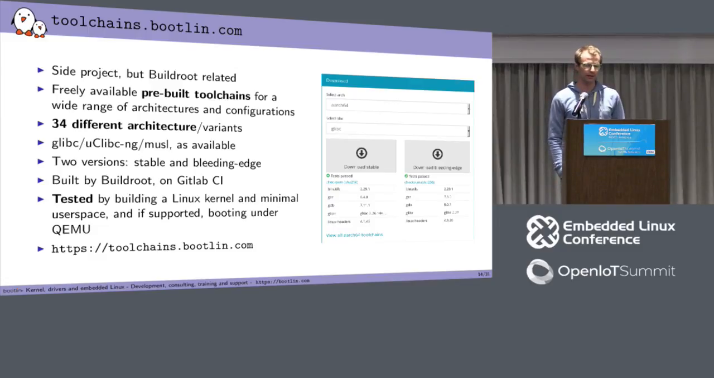And all of those toolchains, we not only build them, but when we build a toolchain, we then build a minimal Linux system with a Linux kernel and minimal user space. We boot that up under QEMU to do a minimal validation that the toolchain is reasonably working. So it's not a full test, but it's still better than nothing. And only if the toolchain passes all those tests, it's put up online on that site. So if you're looking for a pre-built toolchain, that may be useful.